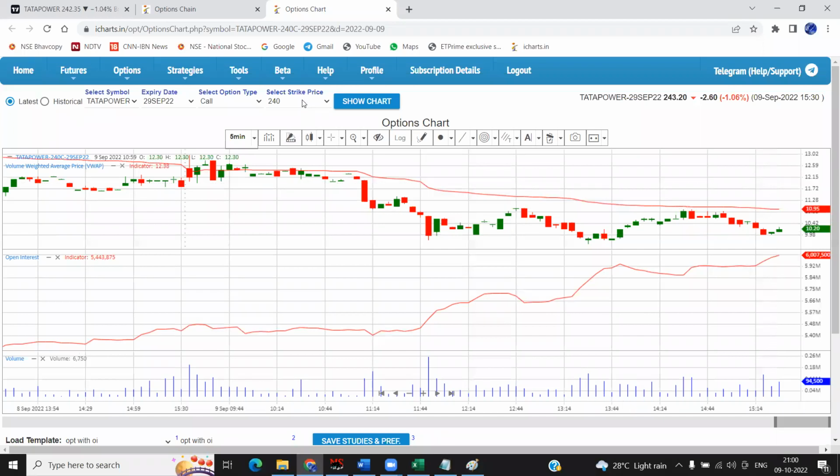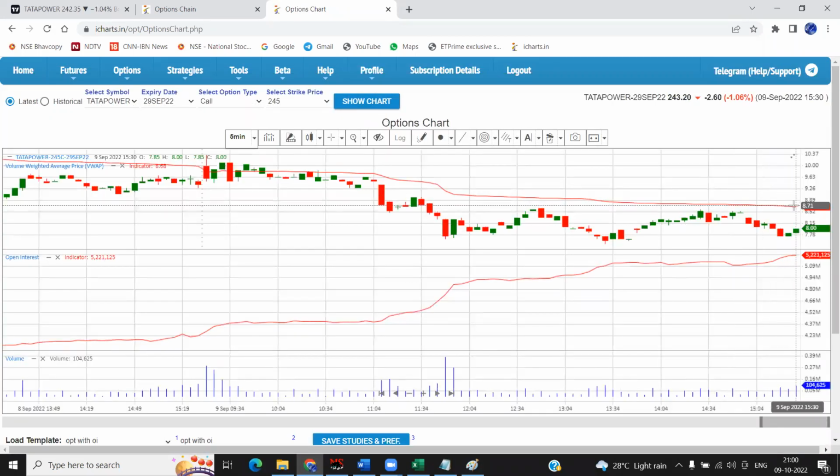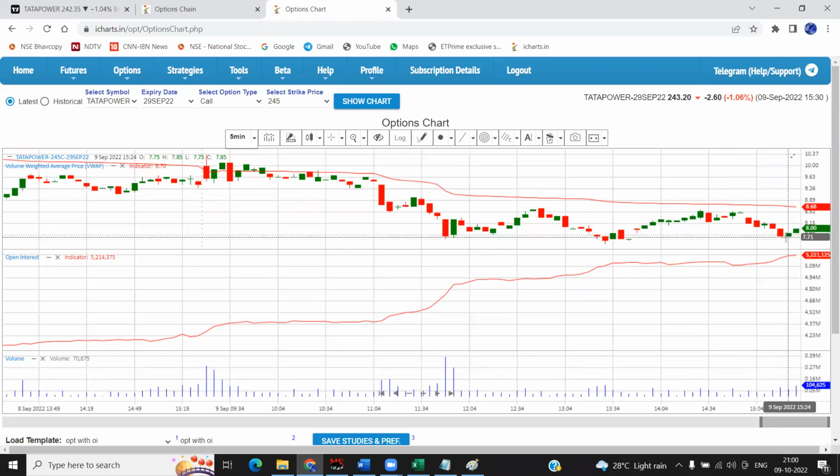Or suppose you don't want to risk 2 rupees, the lot size is 3,000. Go to 245. How much is it? 8 rupees 70 paisa. How much is it? 7 rupees 70 paisa. The perfect 1 rupee stop loss. You can go for this. Got it? Yeah. So this is the way you can take it.